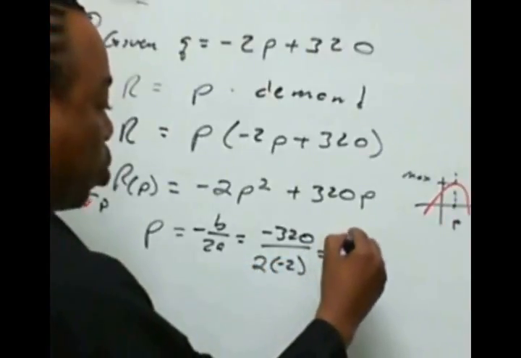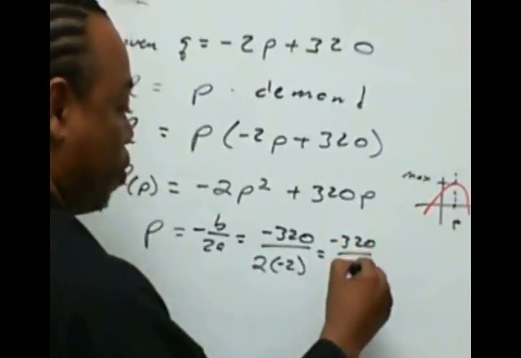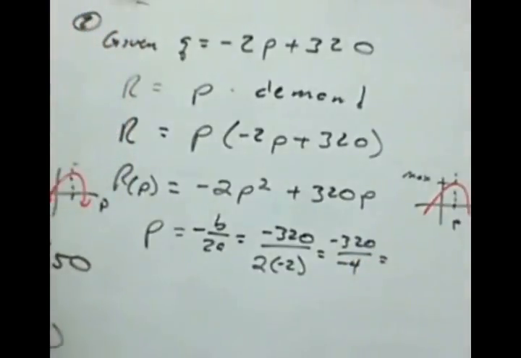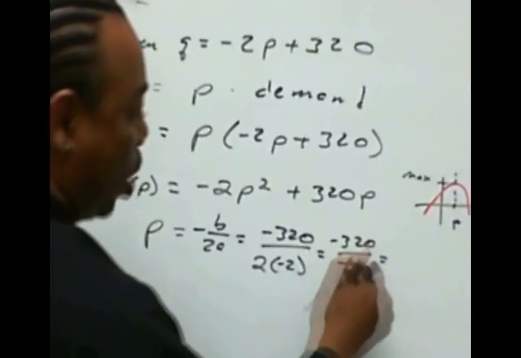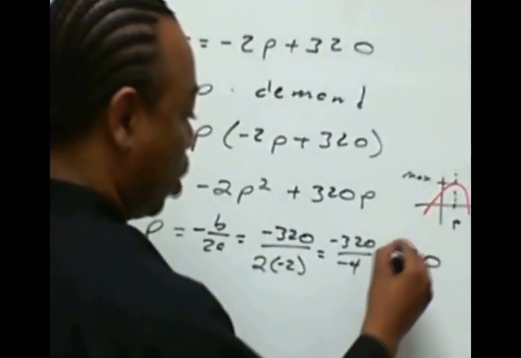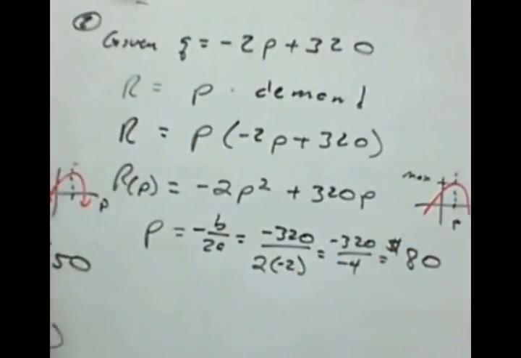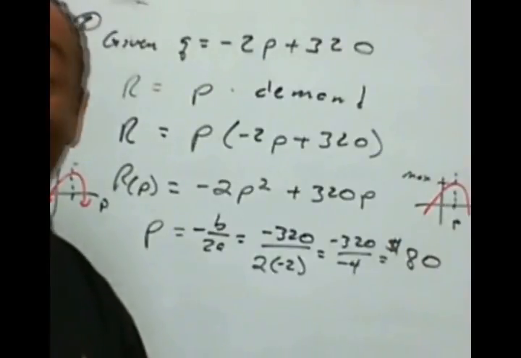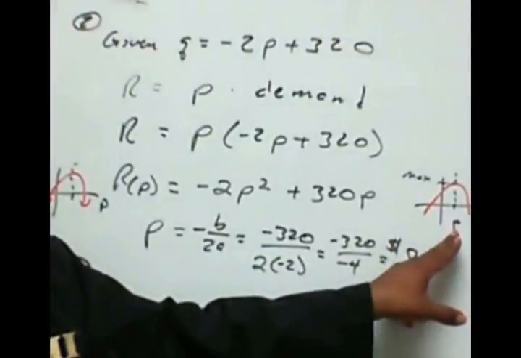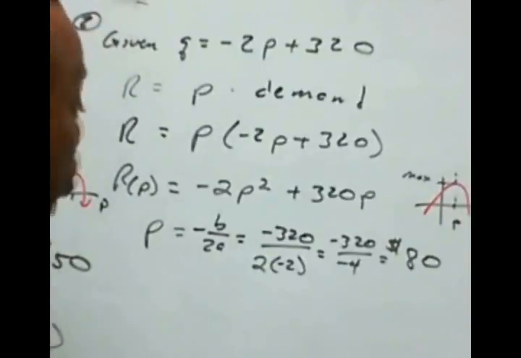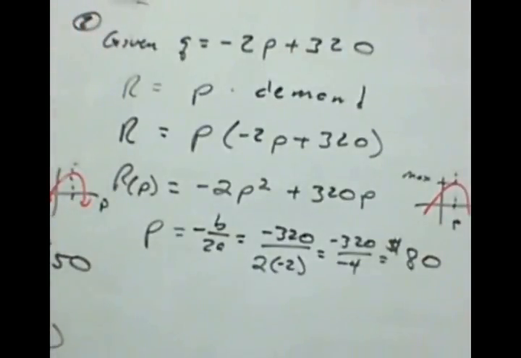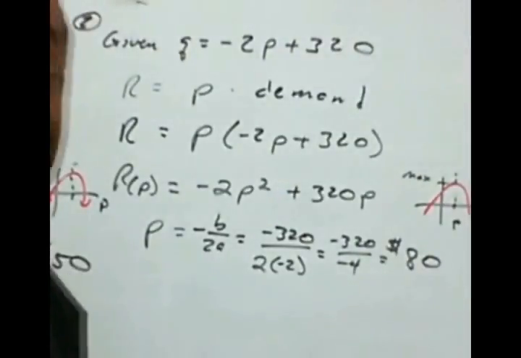And this is negative 320 over negative 4. The negatives cancel, we get positive, and 4 goes into 32 8 times with a 0 left over. And so my price now needs to be $80 to maximize my revenue. My price being $80 maximizes my revenue. But what is my revenue? How much money am I really getting because I priced everything at $80?